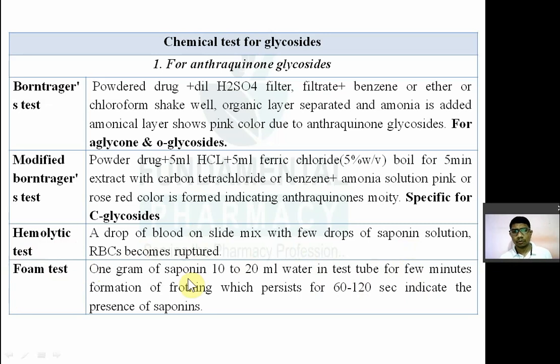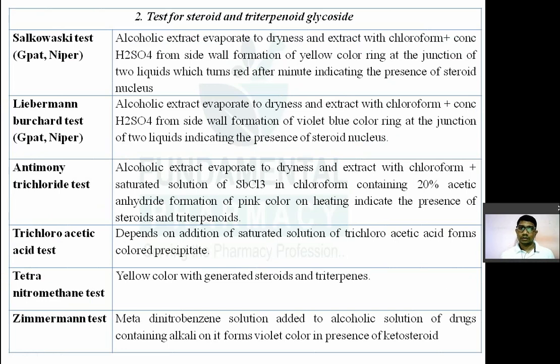Then foam test: take a 1 gram sample of glycoside and add 10 to 20 ml water in the test tube, and for a few minutes you have to shake it. Now formation of foam or frothing which remains for around 60 to 120 seconds will indicate the presence of saponin. So remember, Borntrager test is for O glycoside, modified Borntrager test is for C type of glycoside, foam test and hemolytic test are for saponin glycosides. Okay, so anthraquinone glycosides we have seen, saponin. Now next we will see the steroidal glycosides or triterpenoid glycosides.